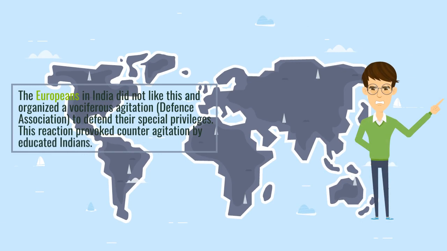The Europeans in India did not like this and organized a vociferous agitation, the Defence Association, to defend their special privileges. This reaction provoked counter-agitation by educated Indians.